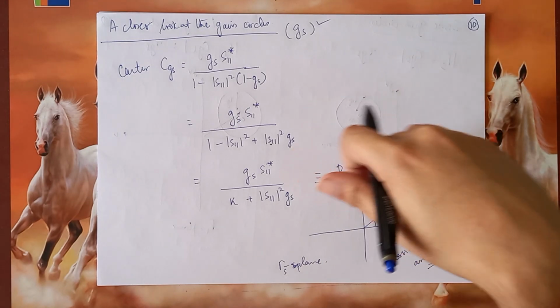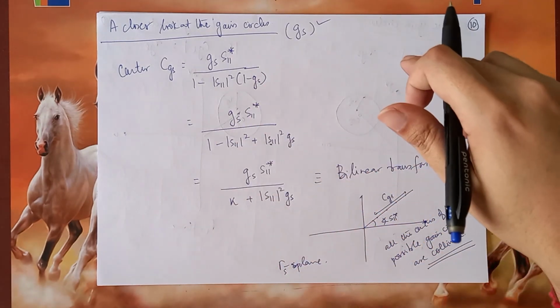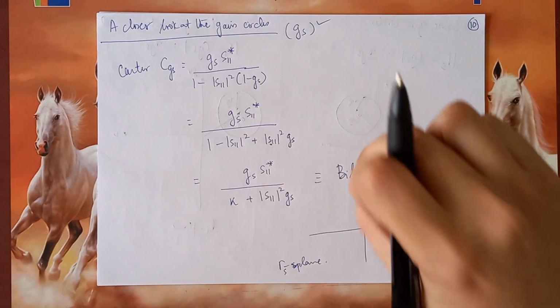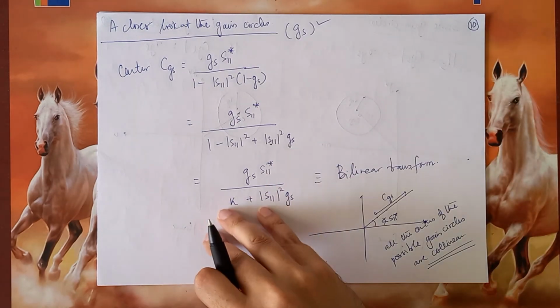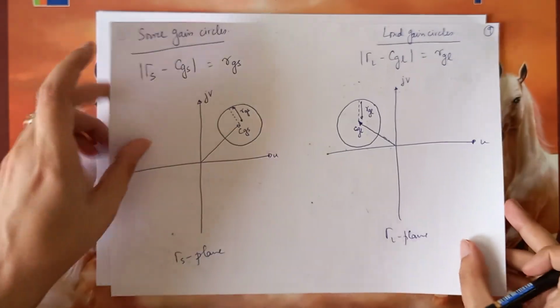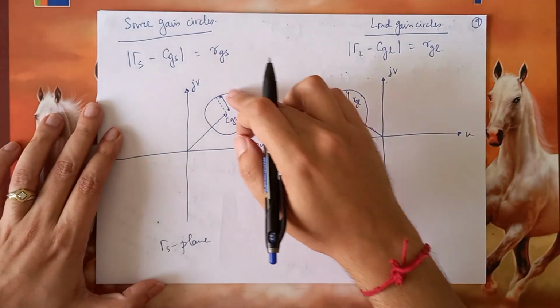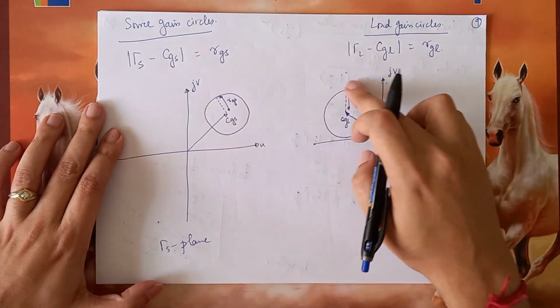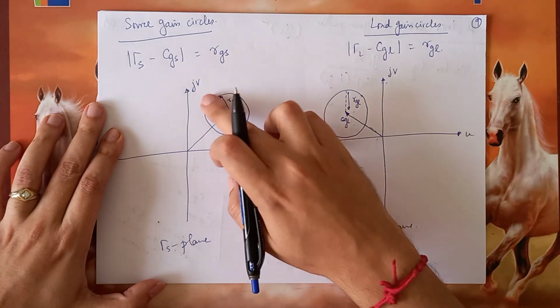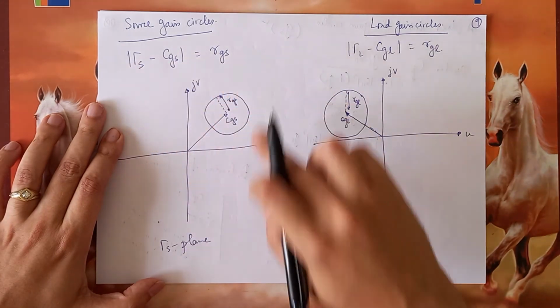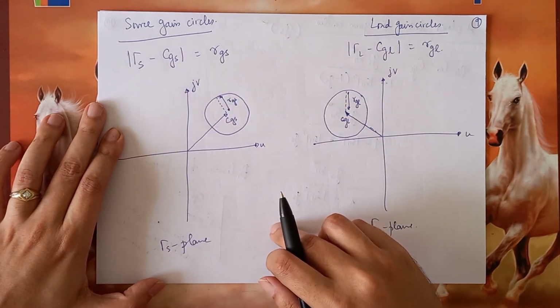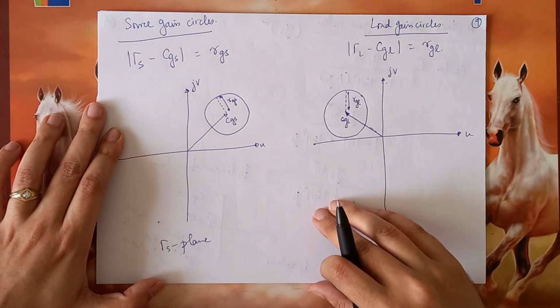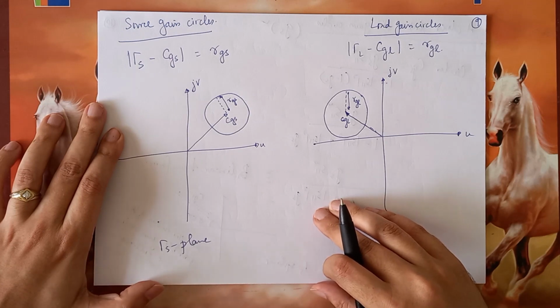The point of drawing the gain circles is to show a locus where we can choose any point on the gain circle, either the source gain circle or the load gain circle, and over there we will get the desired value of Γ_S or Z_S, which will give us the desired source-side gain or load-side gain contributions.